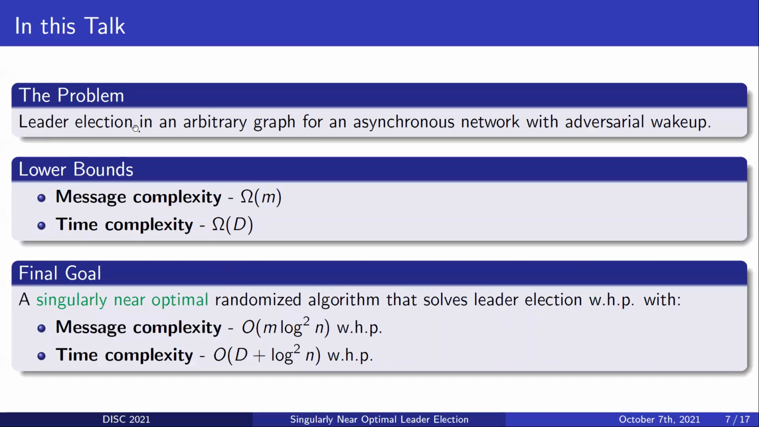Recall that we're solving leader election in an arbitrary graph in an asynchronous network with adversarial wake-up. In this setting, for this problem, we design a randomized algorithm that solves leader election with high probability. And the message complexity is m log squared n with high probability. So log squared n factor away from optimal. And with time complexity, O of d plus log squared n with high probability. So an additive log squared n factor away from optimal time complexity.